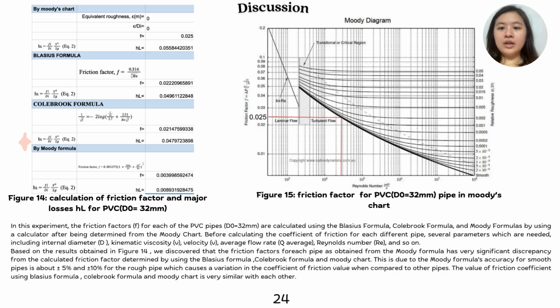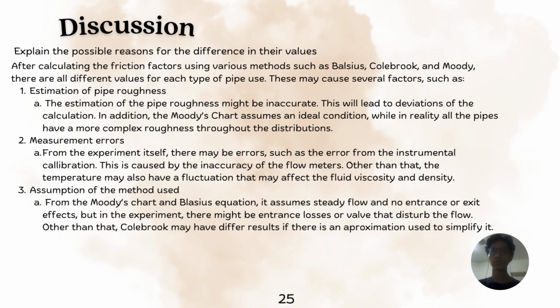So at Moody's chart, Barr's formula, and Colebrook, you can see that the F value is similar. It's around 0.022, and the HR value is 0.04 to 0.05 on average. But for the Moody's formula, the values are very far away, which is F equals 0.00399, and HR is 0.008.